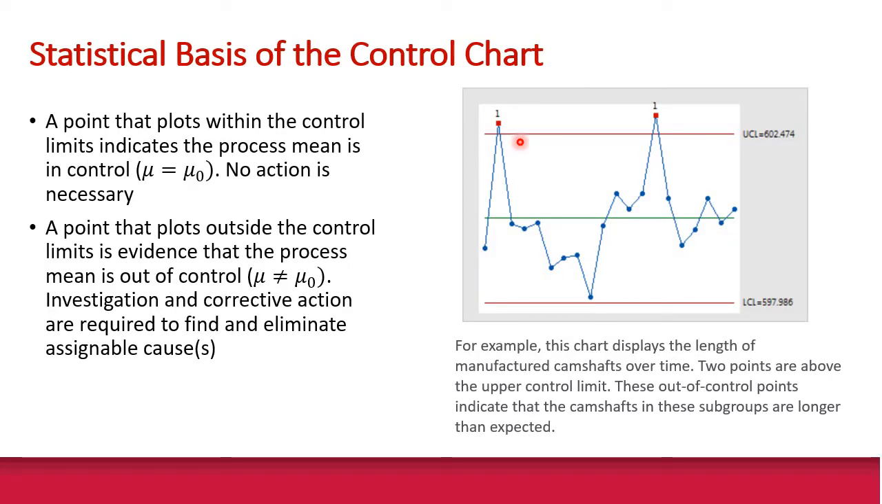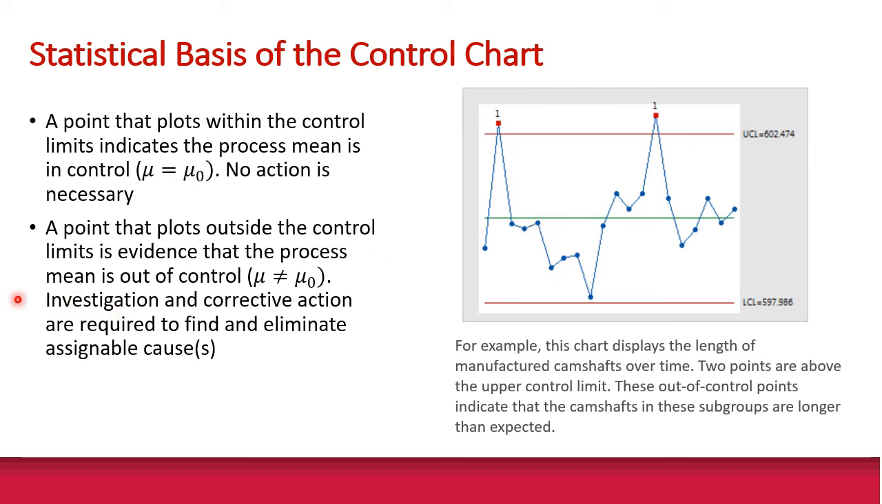So what's the significance of the control chart, and how does it relate back to the last module that we did on hypothesis testing? Well, the big deal is, as we're plotting here, a point that plots within the control limits, between the upper control limit and the lower control limit, indicates the process is in control. For example, if this was the mean, the green represents the mean, then that would show that no action is necessary. They plot within the bands.